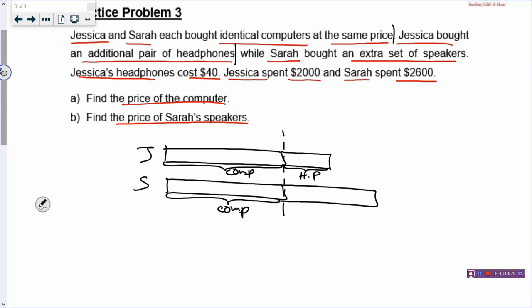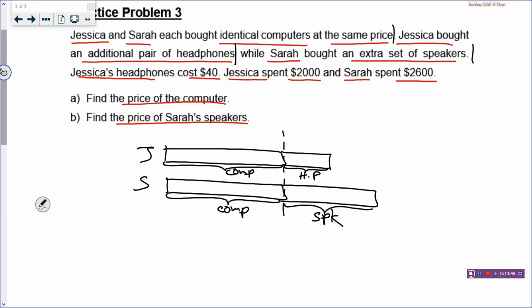Okay, always remember, when you draw your model, it is never perfect. So later on, you may realize that you need to make adjustments. All right, let's see whether we need to make adjustments. So I just draw a bit longer, because the question says that Sarah bought an extra set of speakers. So she has spent more money also. So let's put down speakers. Okay, and so you're until here already, right?